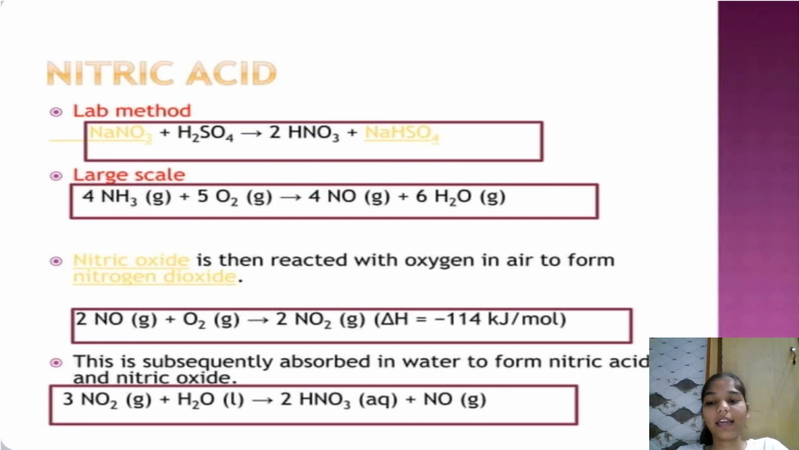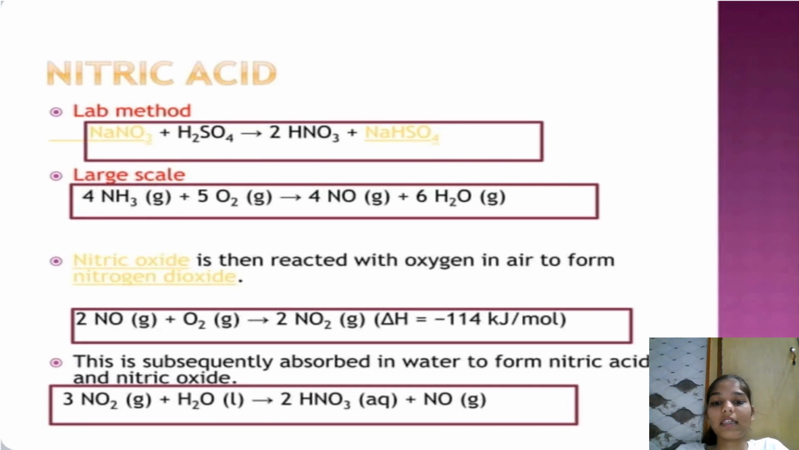Next is nitric acid. Preparation of nitric acid: first is the lab method. When we react NaNO3 plus H2SO4, we get nitric acid plus sodium hydrogen sulfate. If we want to prepare nitric acid on a large scale, we heat ammonia in the presence of oxygen, and we get nitric oxide plus water.